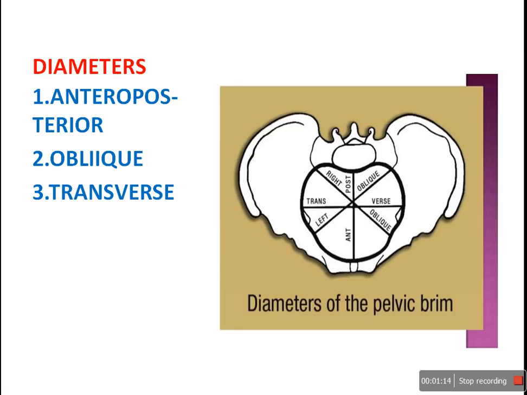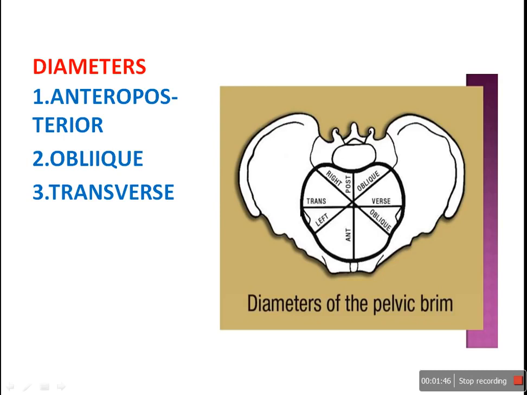The second important thing is regarding diameters. There are different diameters you can see in a pelvis, and these diameters are important for a health professional or a midwife, because they are related to delivery. When the fetus is coming through this way, this diameter has some importance. Let's see some of the diameters.